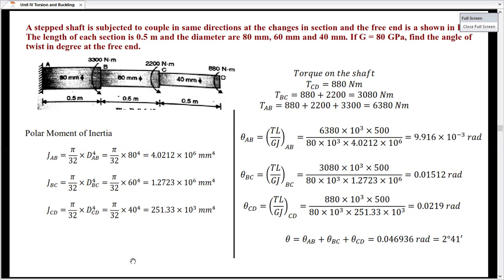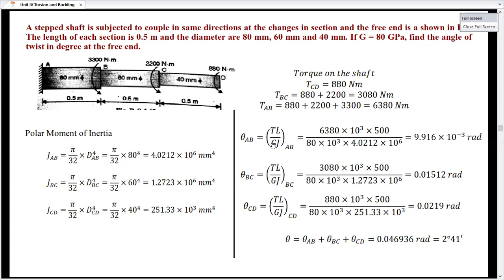Okay. Now, polar moment of inertia we have calculated. At section AB, it is pi by 32 d raised to 4, which is pi by 32 into 80 raised to 4. Diameter of section AB is 80. So that value is 4.021 into 10 raised to 6. For section BC, it is again pi by 32 into 60 raised to 4. For section CD, pi by 32 into 40 raised to 4. So it is 1.27 into 10 raised to 6, and 251.33 into 10 raised to 3. Now they have taken these values as negative: minus 880, minus 3080, minus 6380.